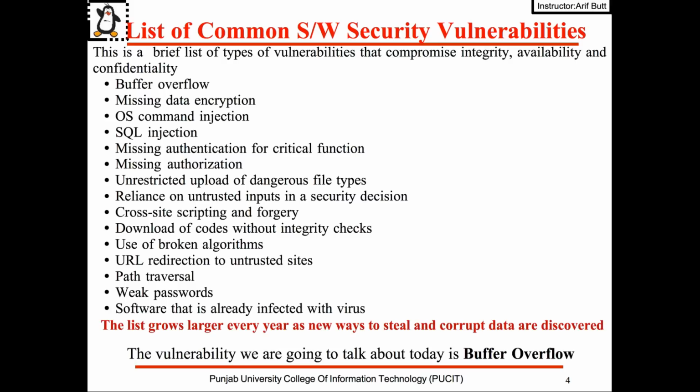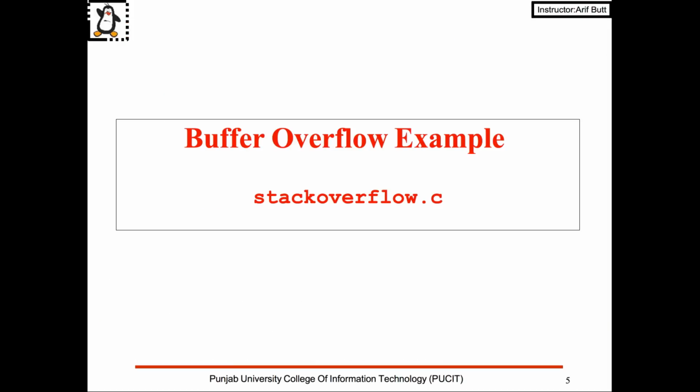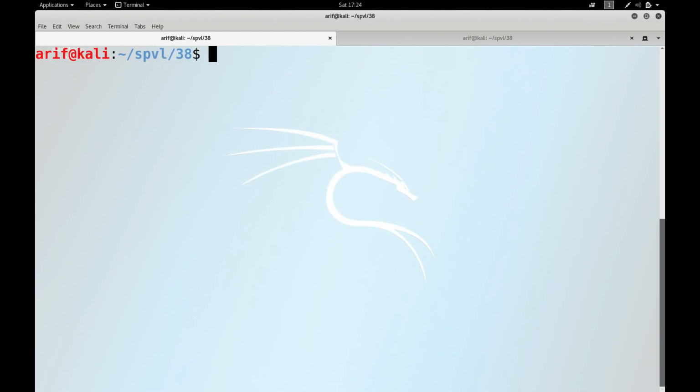Well, this slide shows a brief list of the types of vulnerabilities that compromise integrity, availability, and confidentiality. And this list grows larger every year. The vulnerability we are going to talk about today is buffer overflow. Let me move on to the Linux terminal and show you an example.